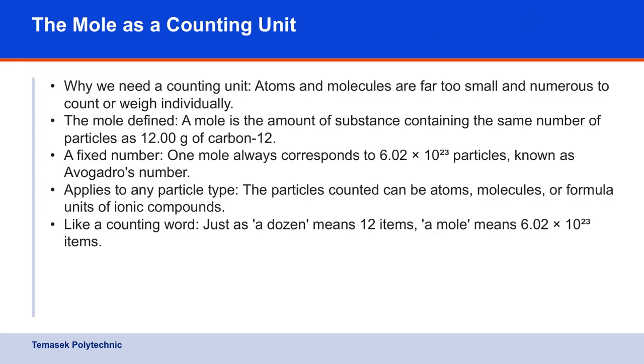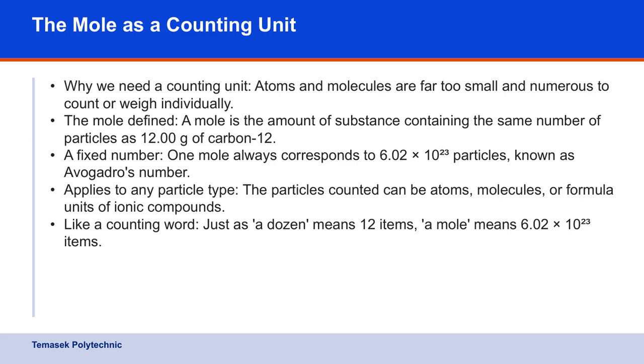Now, why do chemists and engineers even need something called a mole? Think about this. Atoms and molecules are incredibly tiny. You cannot count them one by one, and you certainly cannot weigh a single atom on any practical scale. So we need a counting unit that bridges the atomic world and the real, measurable world. A mole is defined as the amount of substance that contains the same number of particles as exactly 12 grams of carbon-12. That fixed number is 6.02 times 10 to the power of 23, which we call Avogadro's number.